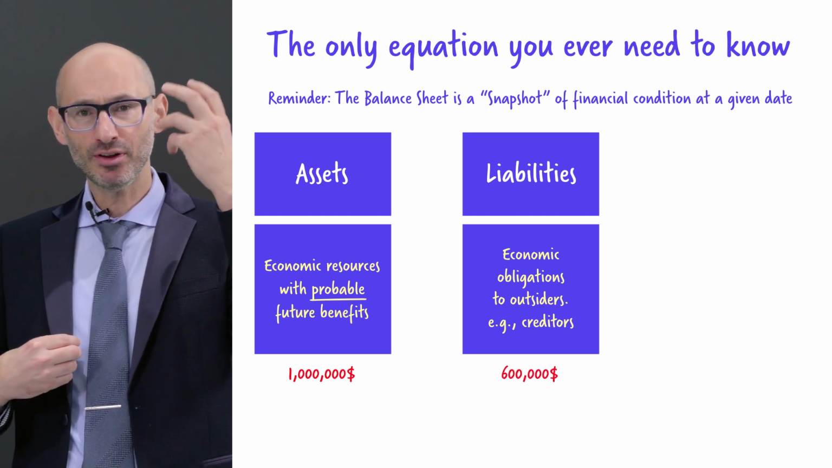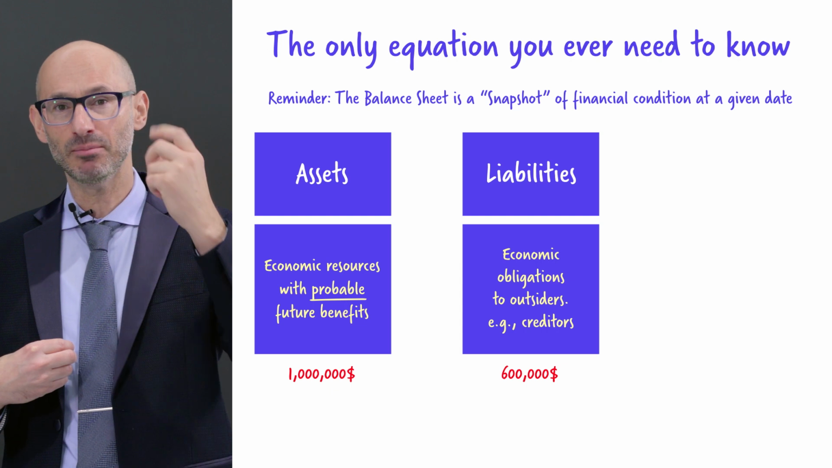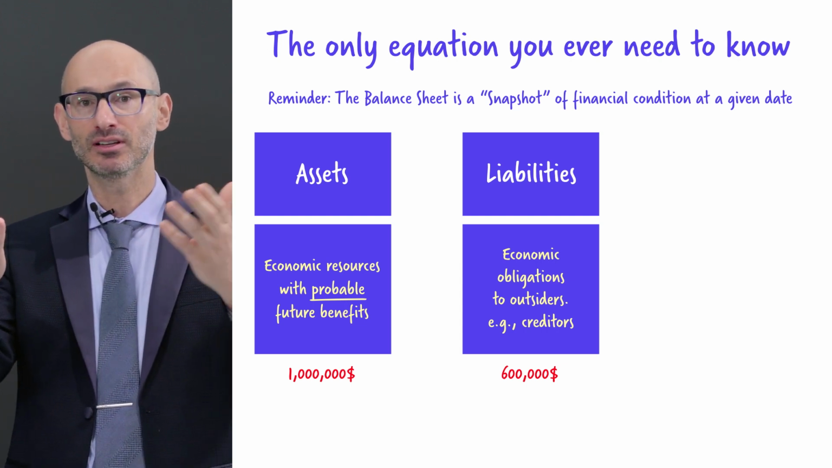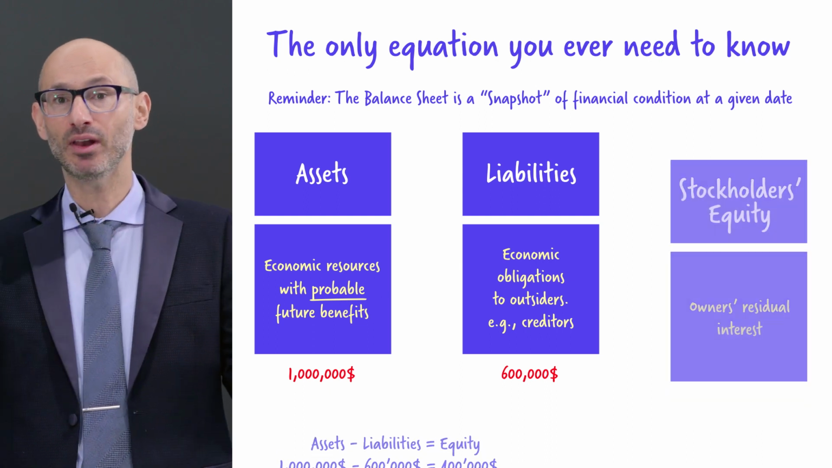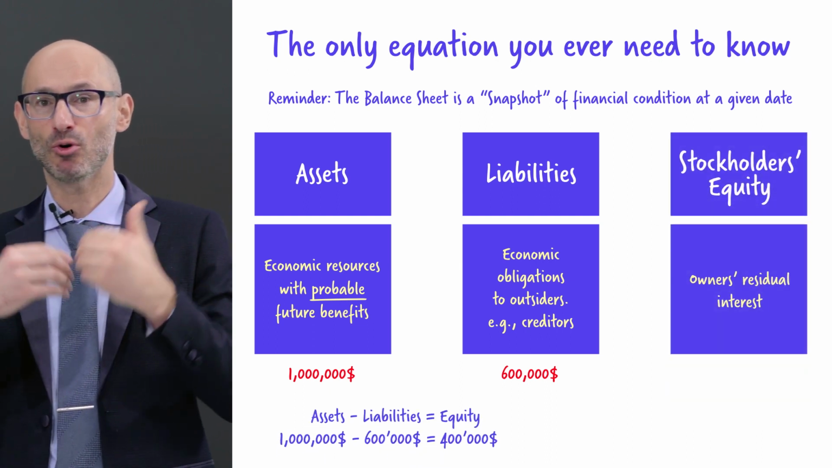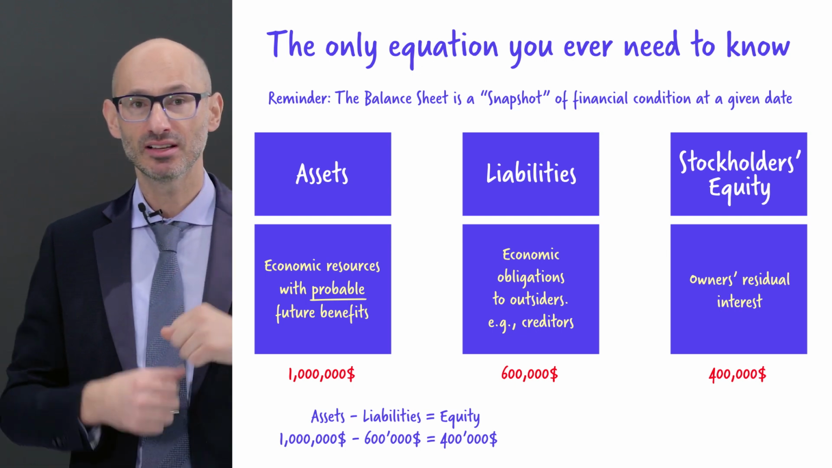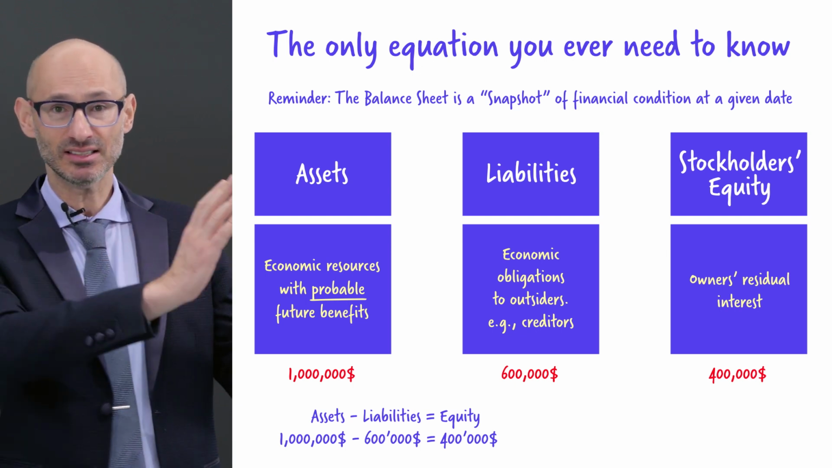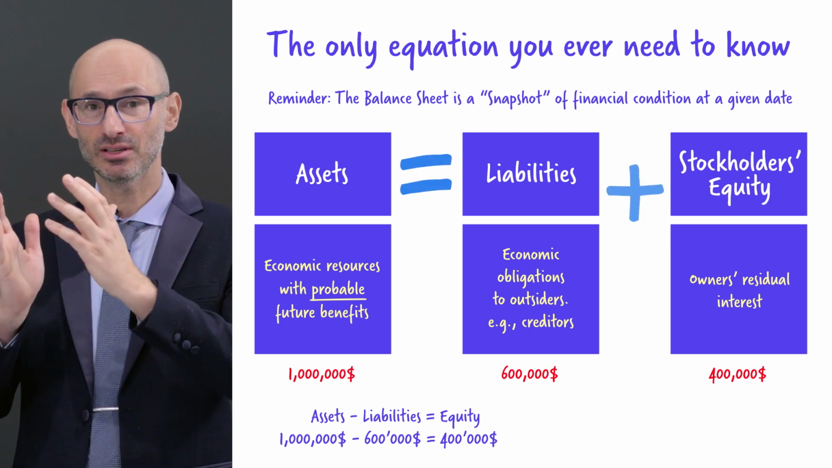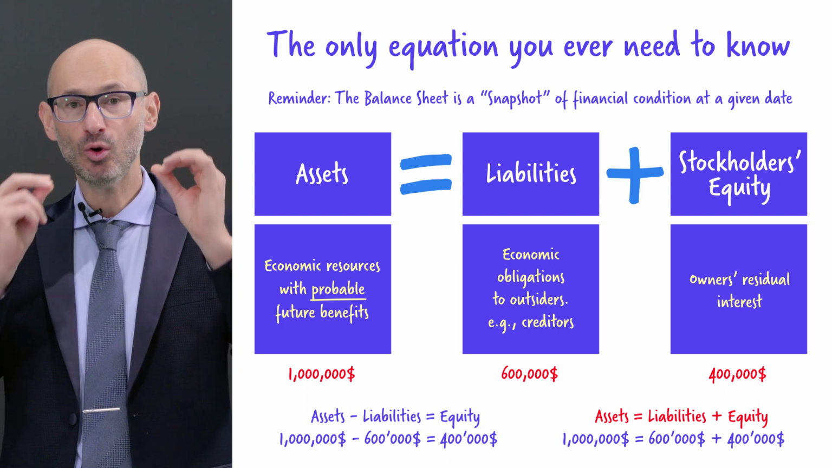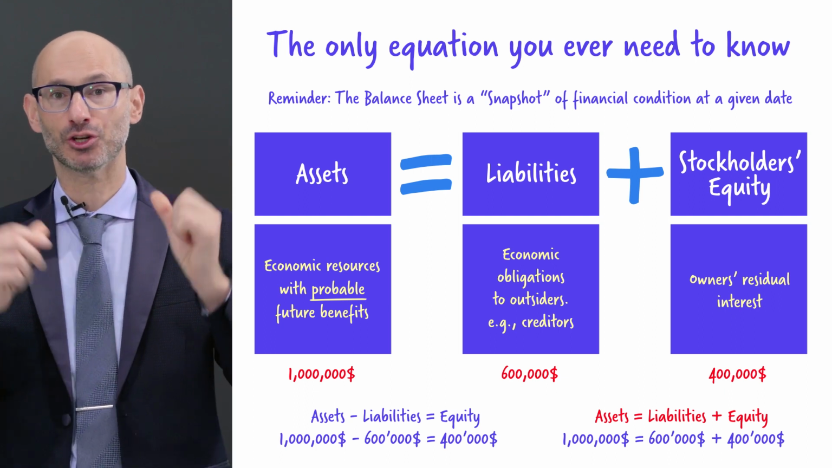Now, think of an individual who has, at a point in time, assets of 1 million and liabilities of 600,000. Then the difference between them we call equity. And this equity at this point in time is 400,000. Now, look at this. This is an equation. Assets equals liabilities plus owner's equity. This equation always has to be true by construction.